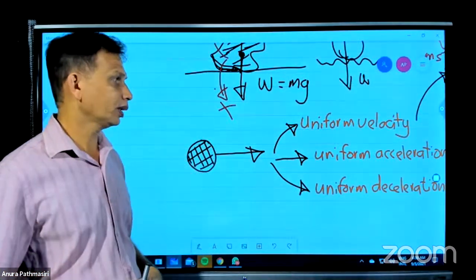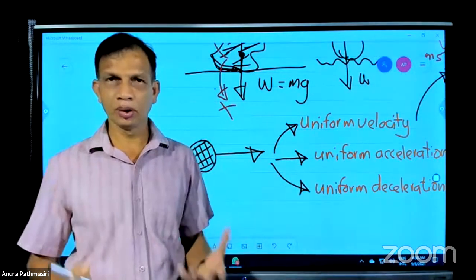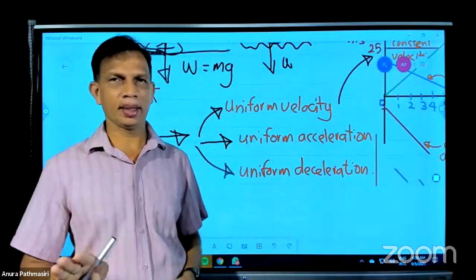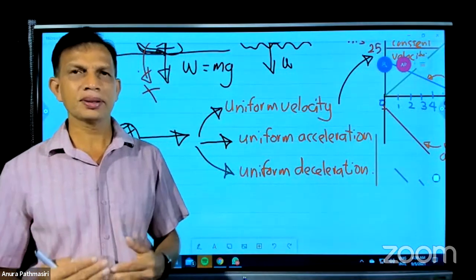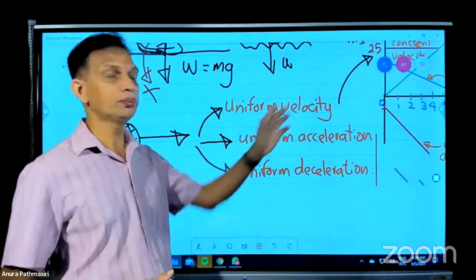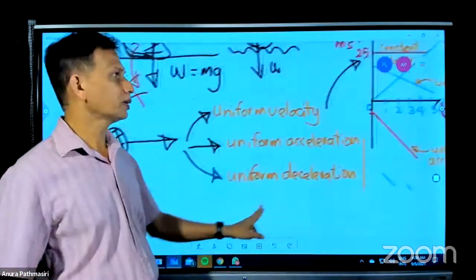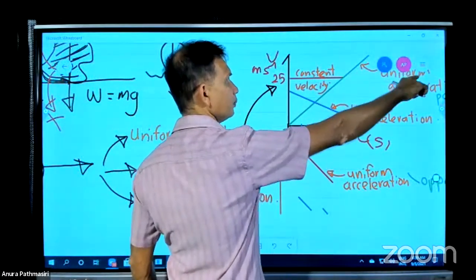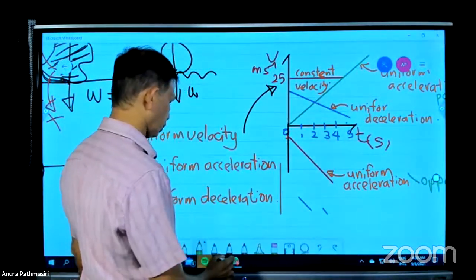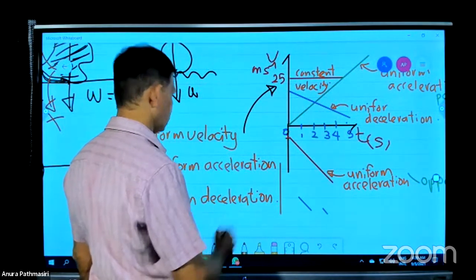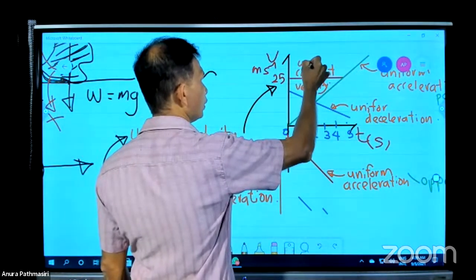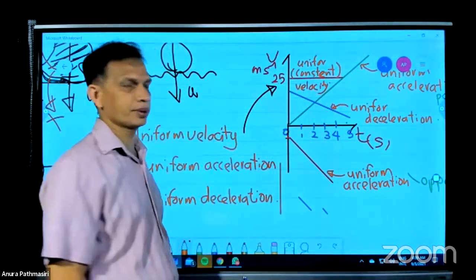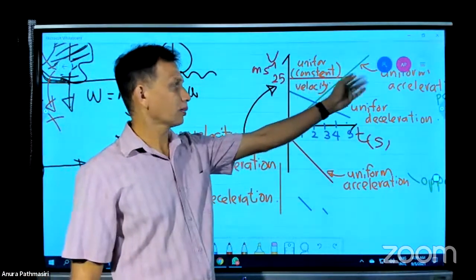So when an object is in motion, it can have three types of motion, more than that, but for your grade 10 syllabus, you can have uniform velocity. That means it always maintains the same velocity. I have put constant velocity, so I will use the word uniform as well here. Uniform or constant velocity. It maintains the same one.